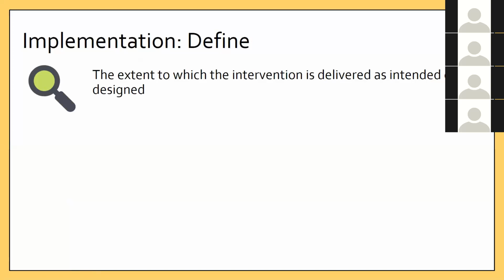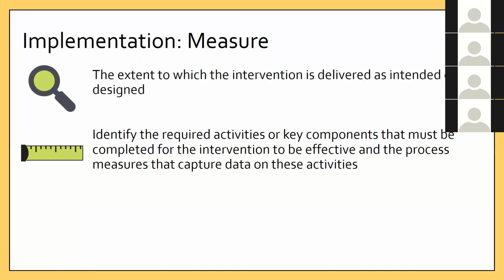The next REAIM dimension is implementation, which is defined as the extent to which the intervention is delivered as intended or designed. To measure implementation, the activities that are required to implement the intervention are examined, and these required activities are the key components that must be completed for the intervention to be effective. And the activities may be based on theory, a logical sequence of activities, and evidence-based strategies. To examine if these activities are occurring as intended, process measures that capture data on each of these activities are used.